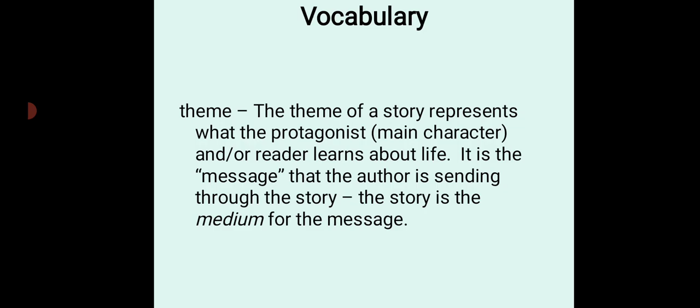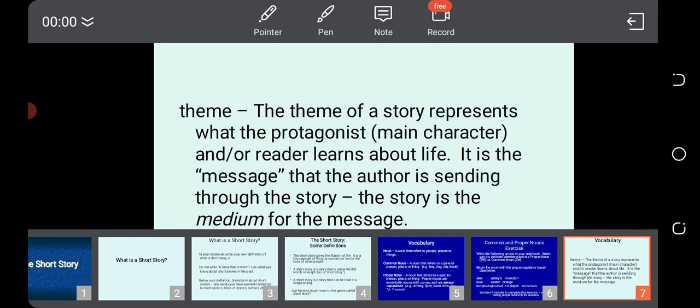Vocabulary: theme. Now, the theme of a story represents what the protagonist, main character, or reader learns about life. It is the message that the author is sending through the story. The story is the medium for the message.